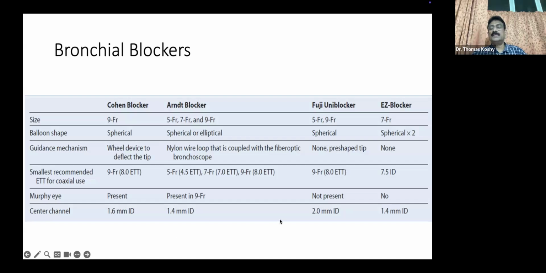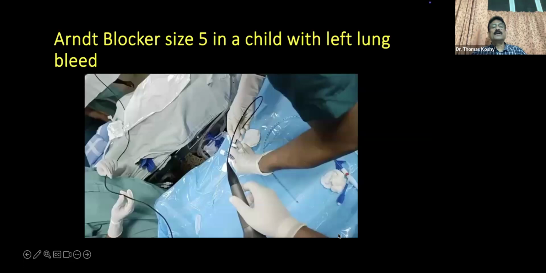A central channel is there, which can be used for suctioning, collapsing the operated lung, or even to give CPAP. Okay. The ARN blocker is a little more challenging and it's interesting to learn.